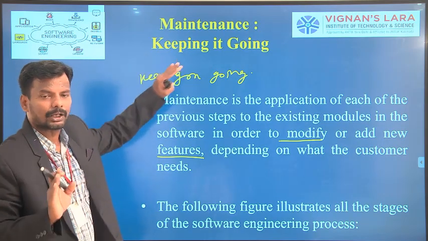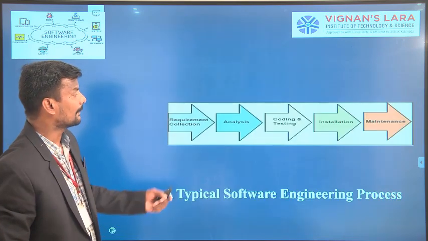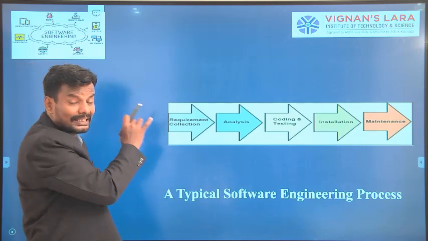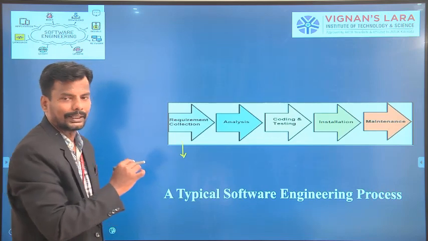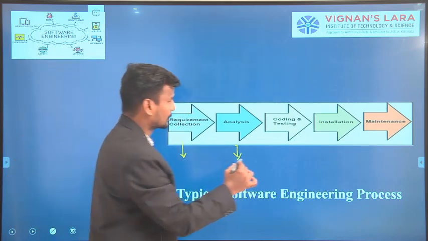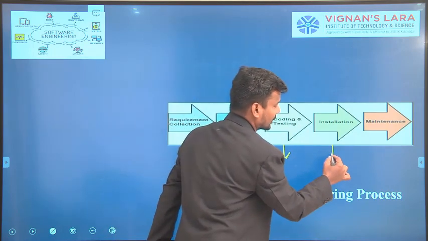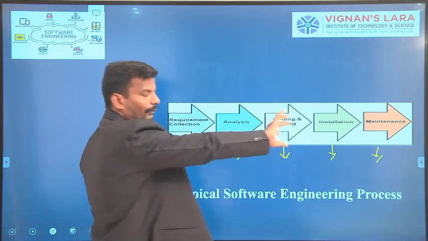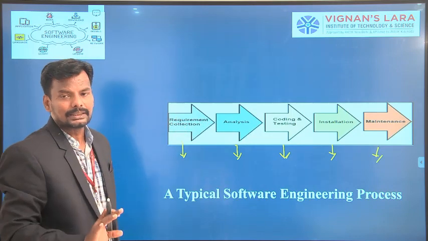Those are the 5 steps we have to follow for developing any software. This is the architecture for the software process. We already discussed the steps that are involved. The first step is requirements; we have to collect the requirements. The second step is the analysis. The third step is the implementation, that is the coding, testing and installation. And the final step is the maintenance. This is the flow of direction for developing any software process.